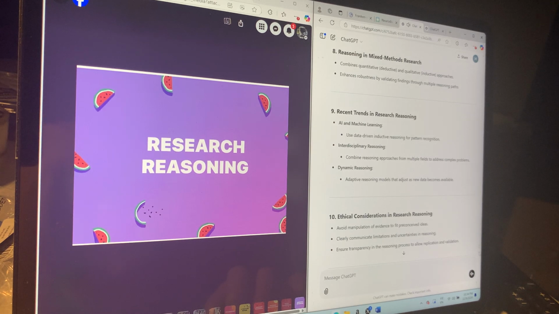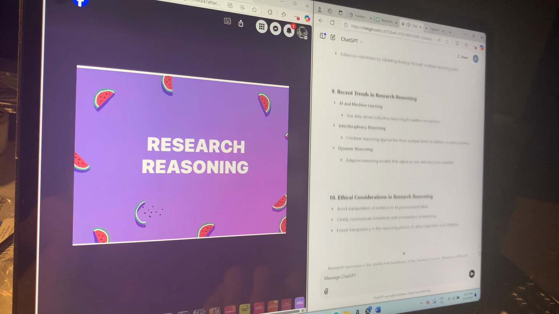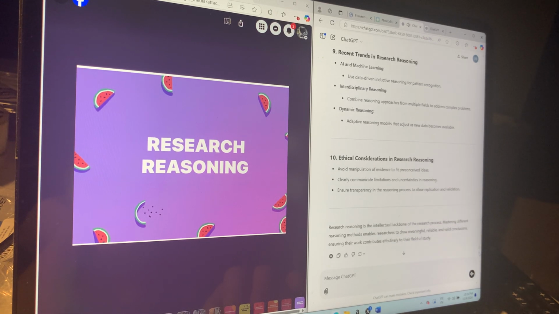9. Recent trends in research reasoning. AI and machine learning. Use data-driven inductive reasoning for pattern recognition. Interdisciplinary reasoning. Combine reasoning approaches from multiple fields to address complex problems. Dynamic reasoning. Adaptive reasoning models that adjust as new data becomes available.